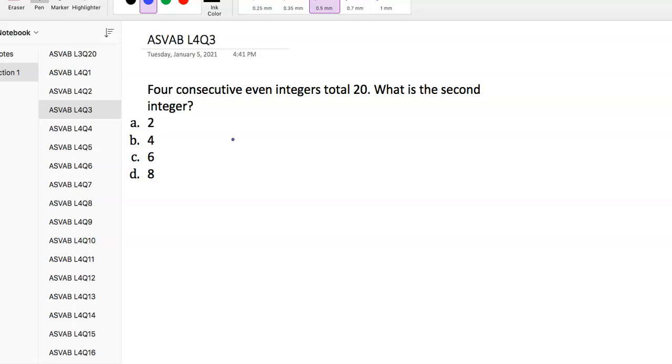4 consecutive even integers total 20. What is the second integer? When you get consecutive even integers, this is how you set it up. You go x, x plus 2.